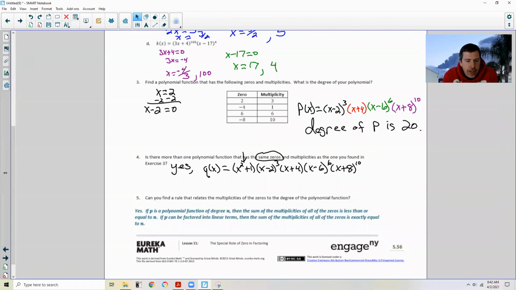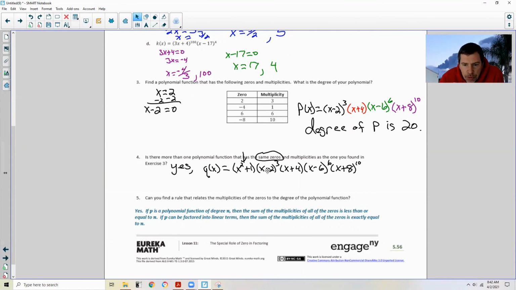Okay, so the answer to that is yes. If P is a polynomial function of degree n, then the sum of the multiplicities of all of the zeros is less than or equal to n. If P can be factored into linear terms, then the sum of the multiplicities of all of the zeros is exactly equal to n. So there's the rule. So since this isn't real, the degree would be 1 less.